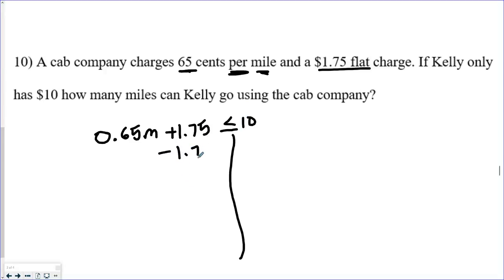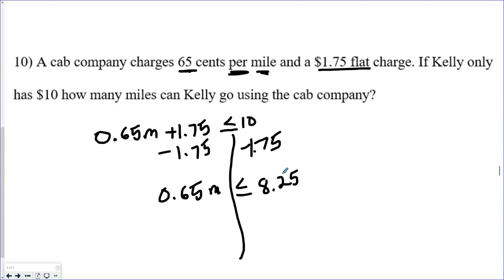Well, again, just like before, we're going to get rid of my first thing by subtracting. So we're going to have 0.65 m is less than or equal to, now again, I didn't divide, I did subtract, but I didn't divide by a negative, so the sign does not flip. So 8.25.